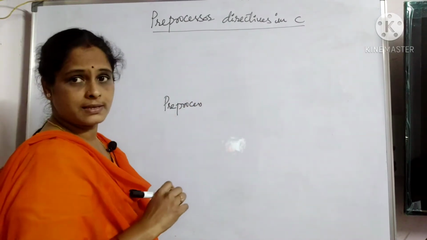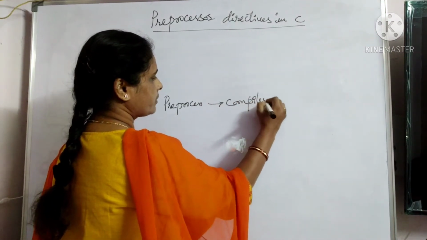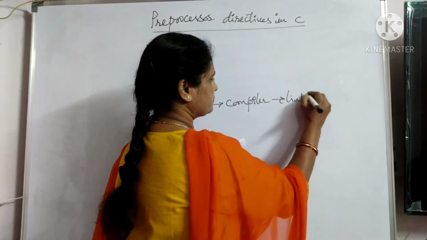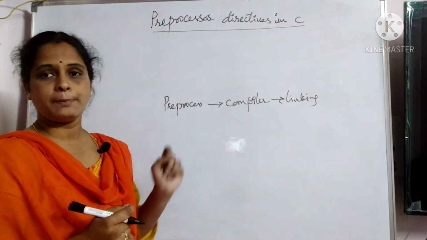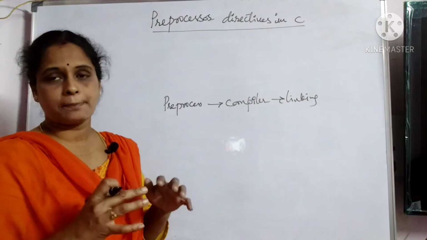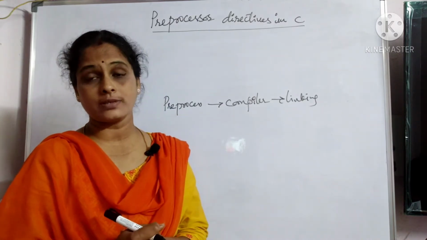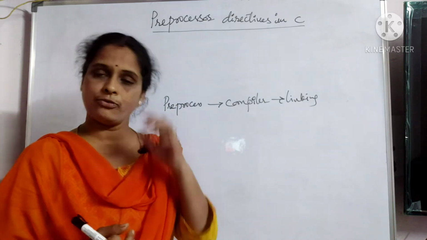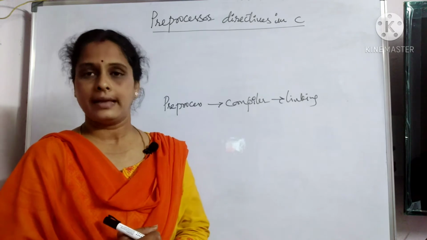The pre-processing is done, then comes the compiling stage, the compiler's work, then comes the linking section. Before compiling, the pre-processing is done. To guide or to actually perform the pre-processing work, preprocessor directives are helping.